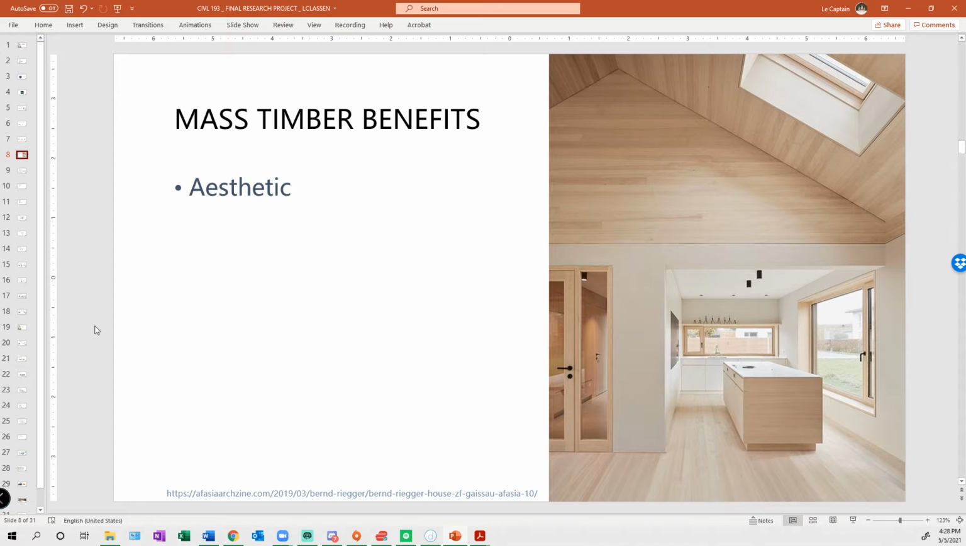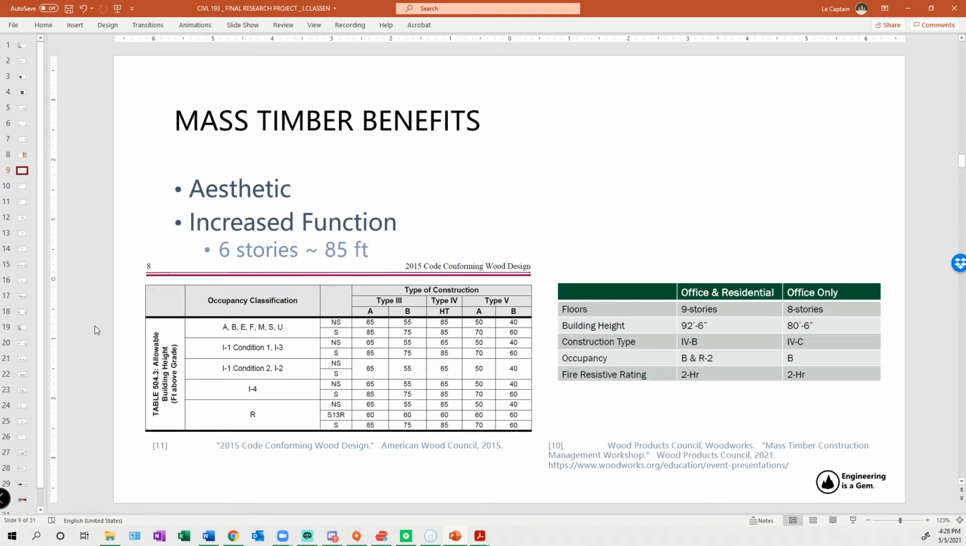So some of the mass timber benefits. First off is the aesthetic benefit. When properly treated, the element could be left exposed, and that is highly desirable for folks such as architects and the end user. Furthermore, we have increased function. Timber structures were initially capped at around 6 stories or 85 feet in height, mostly related to fire and general structural safety per the International Building Code. But with the advent of this new material, we have been able to increase that, as shown on the right-hand image, with the structures able to reach about 9 stories in this case.